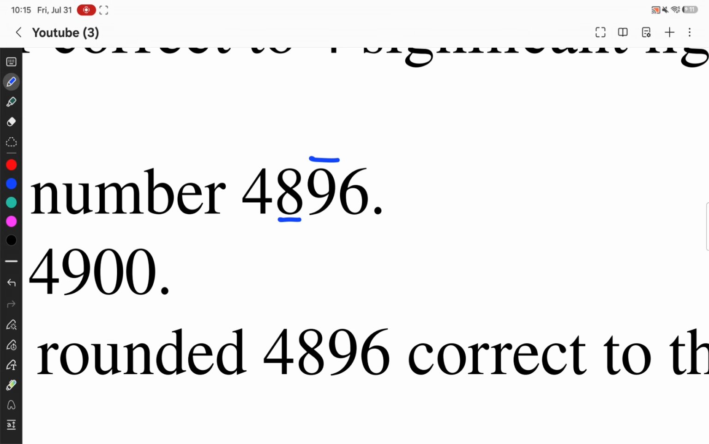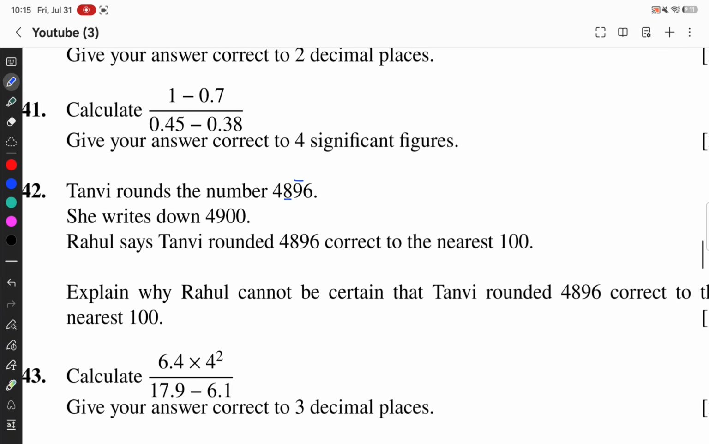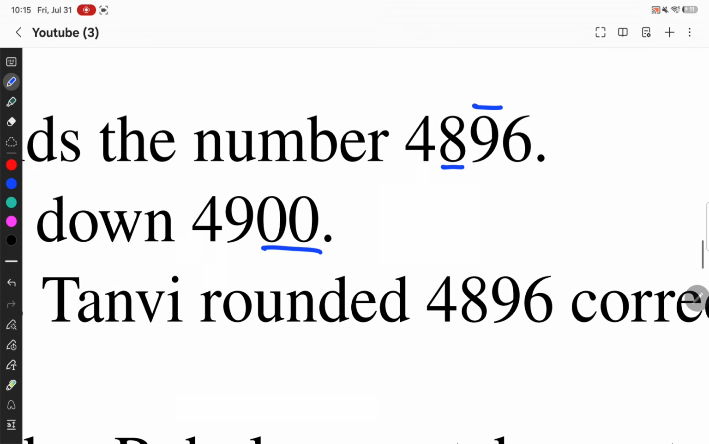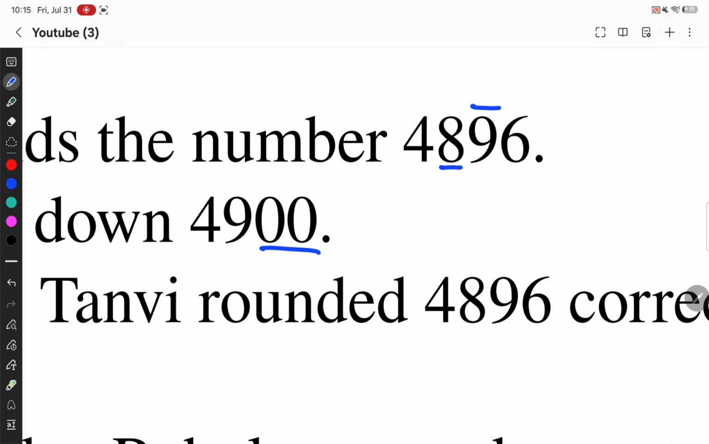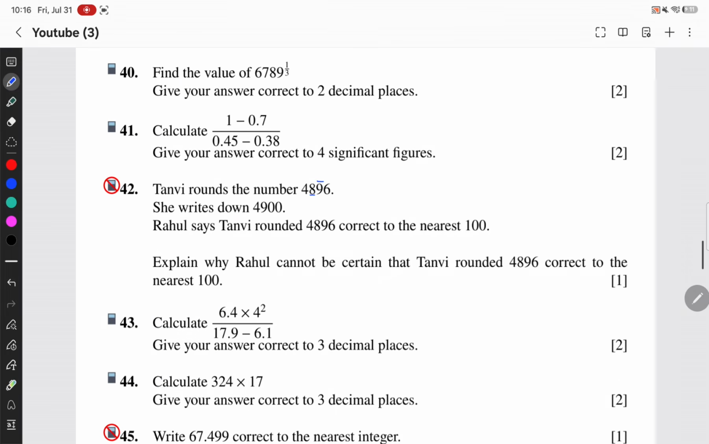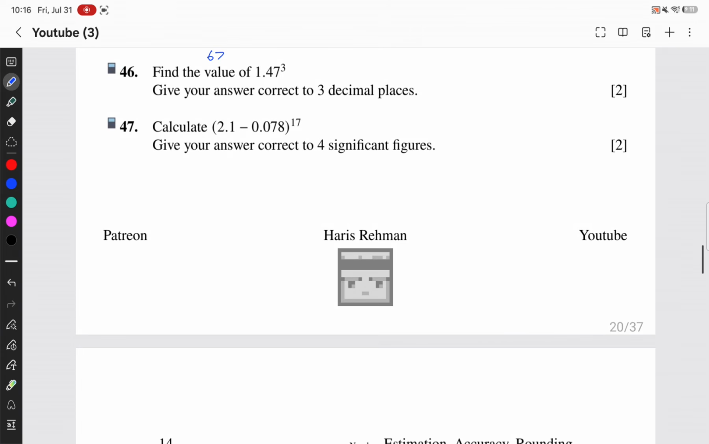So this is why Rahul cannot be certain, and we cannot be certain about the significance of these two zeros. Hence why I say that these two should not be counted as significant, because they make you be in doubt. Okay, that's it. Yeah, just take that for granted. We could do a big proof, but proofs are not in the syllabus.